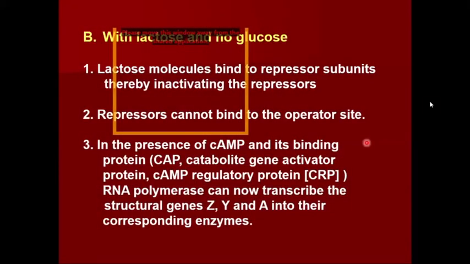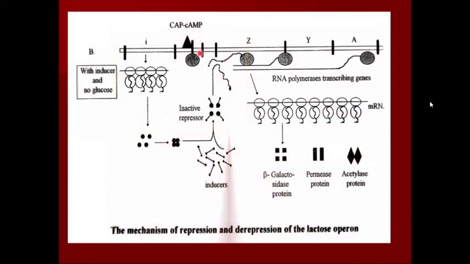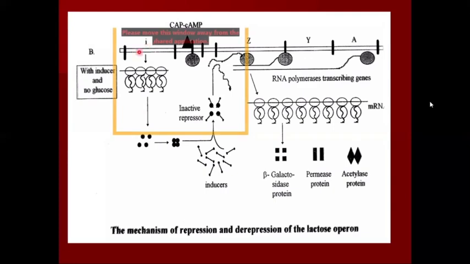Now, this time around, with lactose and no glucose. Lactose molecules bind to the repressor subunit, thereby inactivating the repressor. So what happens? The repressor can no longer bind to the operator site. There. Okay? That's why the LacI gene, that one, is a constitutive gene.